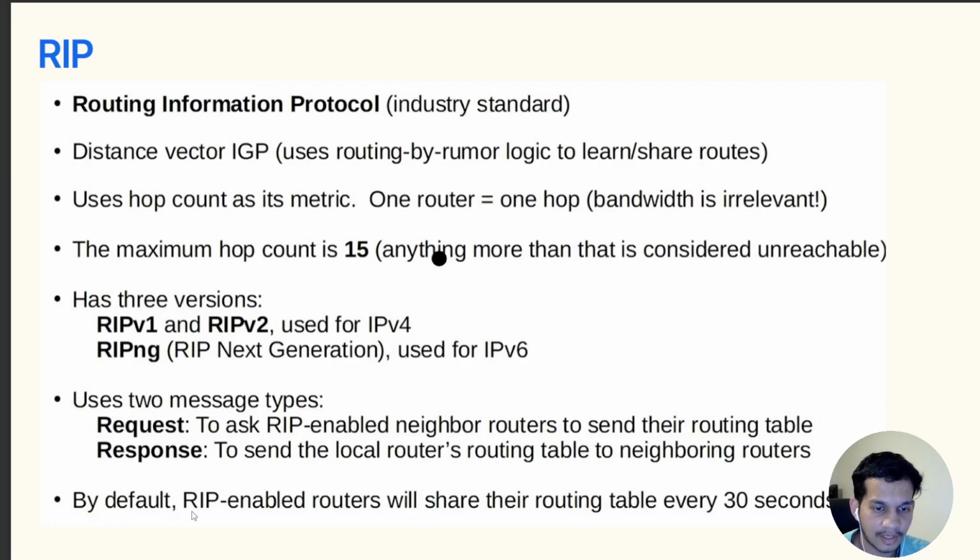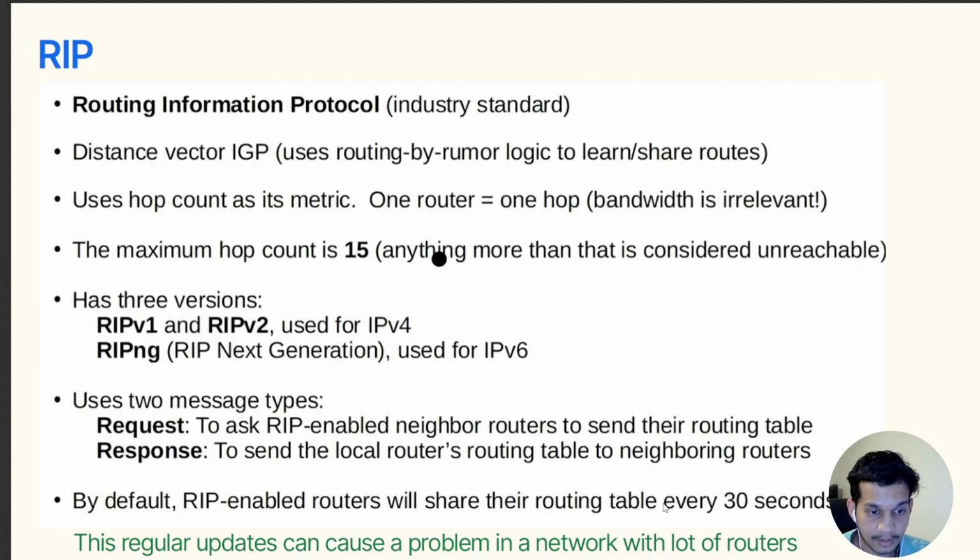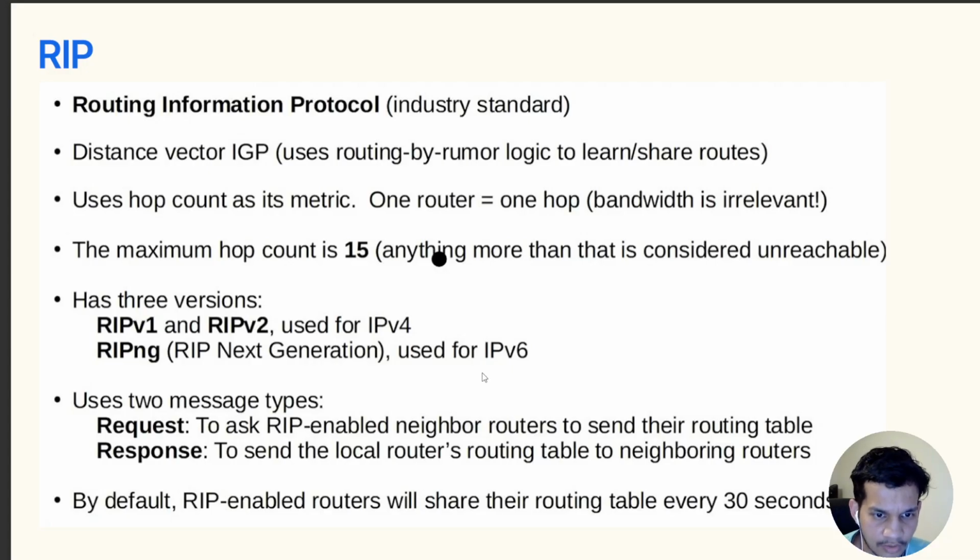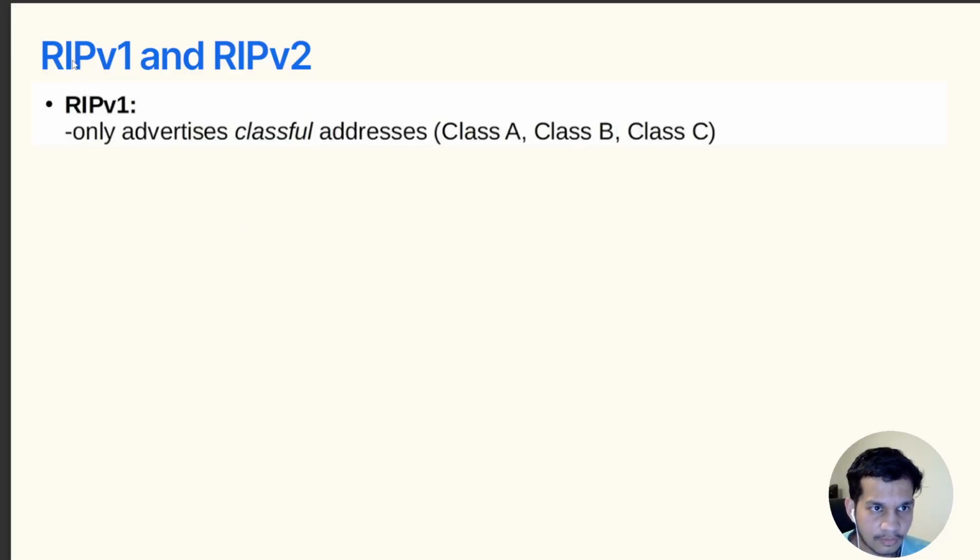By default, RIP-enabled routers share their routing table every 30 seconds, but these regular updates can cause problems in a network with a lot of routers. So RIP is not used a lot in industry. OSPF is being used instead. So we have RIP version 1 and RIP version 2.